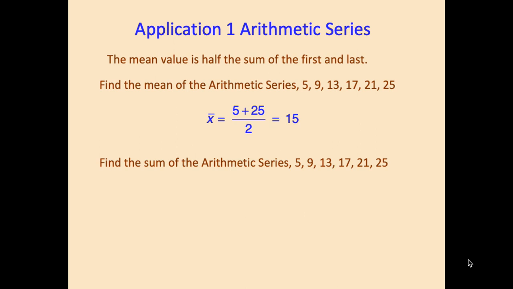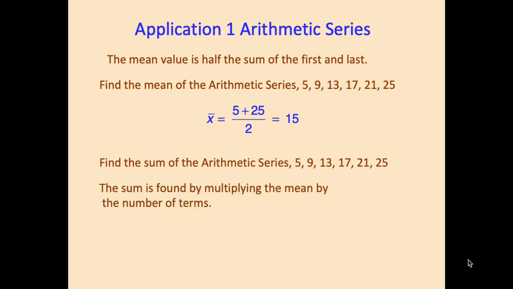We can also find the sum of the series from the mean by multiplying the number of terms by the mean. And so the formula for the sum is Sn is n times x bar, where n is the number of terms, in this case 6. And 6 times 15 is 90. And you can understand this from the conventional formula.